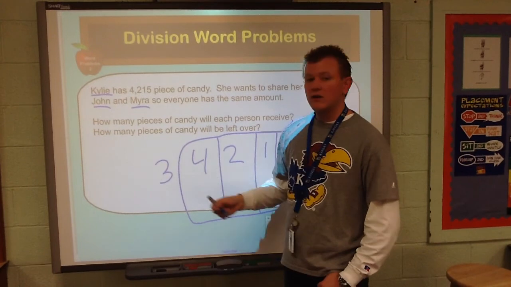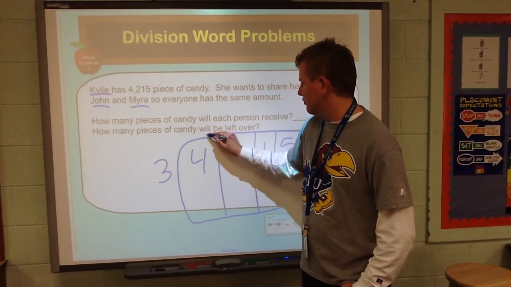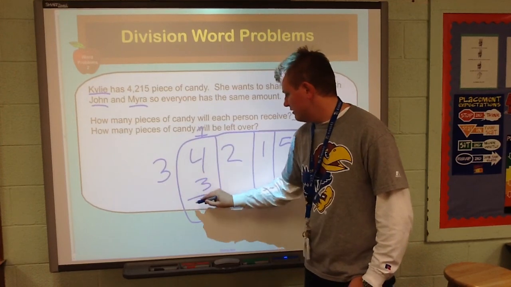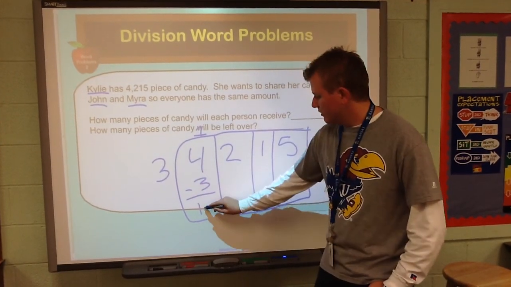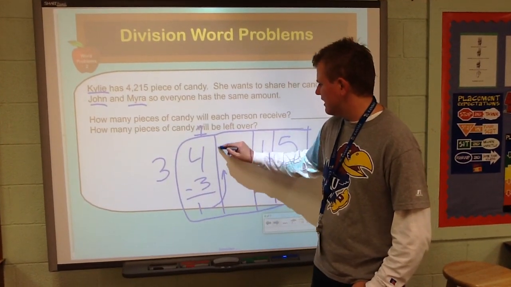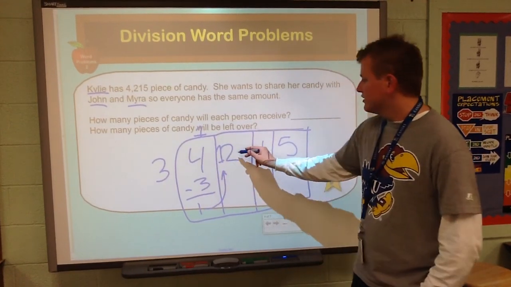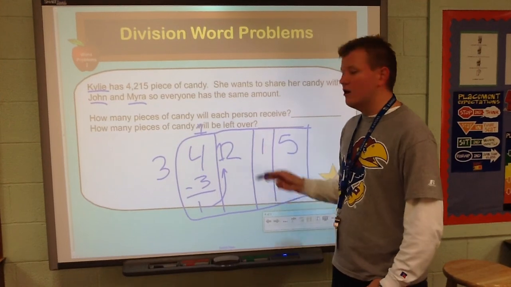3 goes into 4 one time. Okay, that's an easy one. I'm going to pop my 1 up here. 1 times 3 is 3. 4 minus 3 is 1. The 1 slides over to the next column. To the left, actually it's to the right. Okay, slides over to the right. Now I've got 12. 3 goes into 12 how many times?